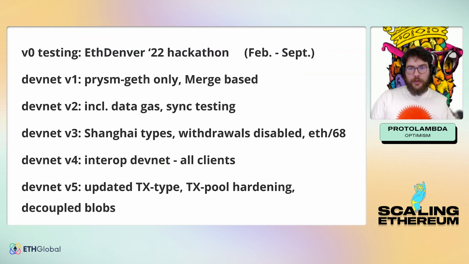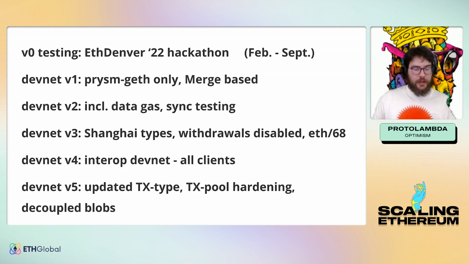Right now we have various different testnets behind us. Started with version 0, the hackathon. Then there were various different devnets. And increasingly we have been extending this from prototypes to something that's adopting all the spec changes and the latest features, as discussed during this interop testing. And the latest features really are the transaction type, the transaction pool hardening, and the decoupling of blobs.